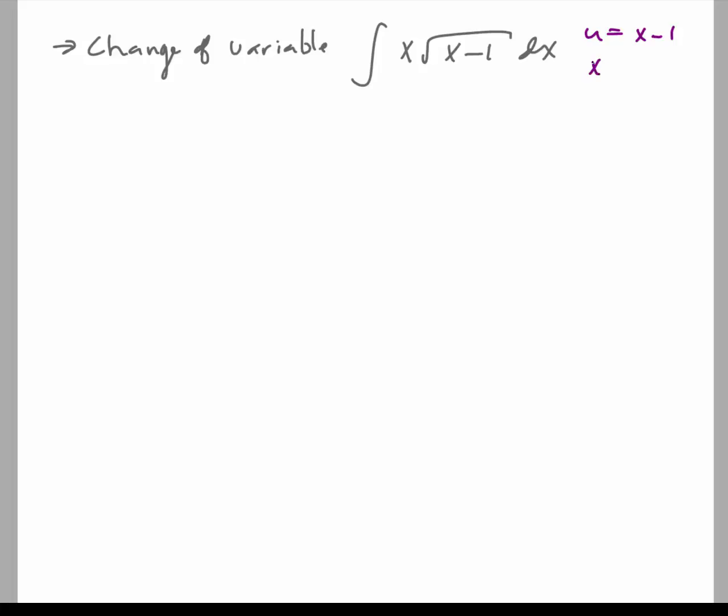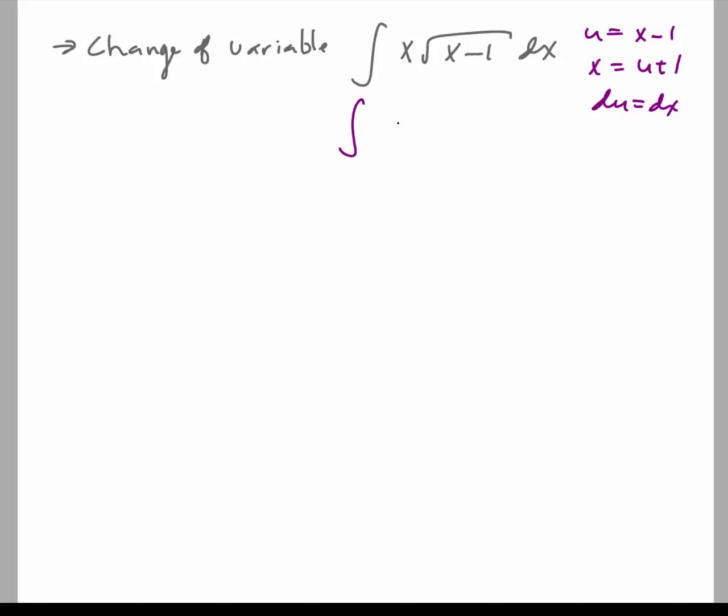Another strategy that we could do is a change of variable. Now we've looked at all of these before, I'm just trying to summarize them all here. So for instance, we could have something like x times the square root of x minus 1 dx. For our change of variable, I'd let u equal the radicand. I'd solve for x: x is equal to u plus 1, and du is dx.